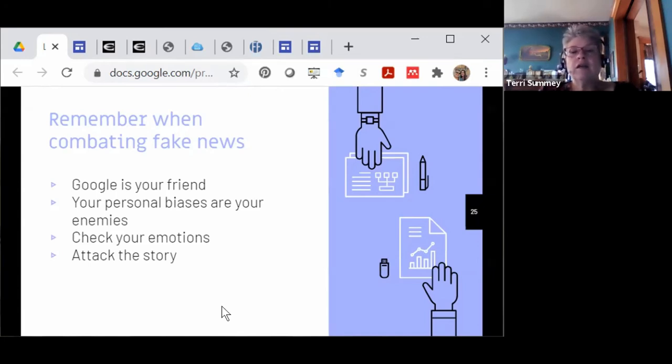And finally, check your emotions. How does reading that article or that post make you feel? And then attack the story. Doubt is your most powerful ally. Scrutinize the story for lapses, loopholes, and take an adversarial stand against the claims until you're satisfied by research that it's true.